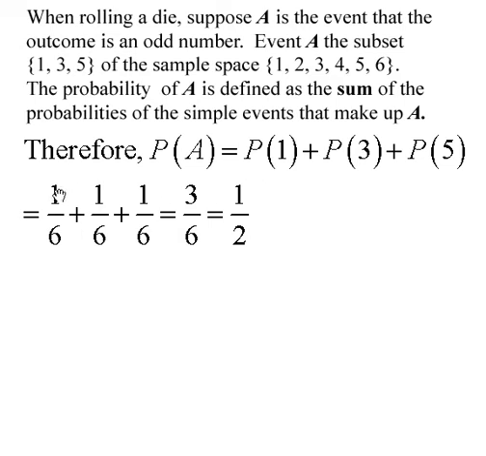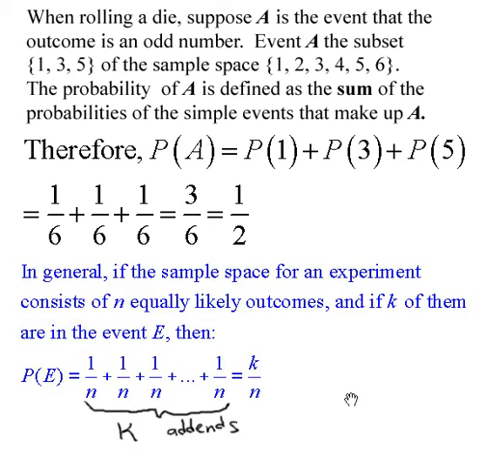Each probability we said is 1 out of 6. So the probability of rolling a 1 is 1 out of 6. Rolling a 3 is 1 out of 6. Rolling a 5 is 1 out of 6. We're going to add those together, which gives us 3/6 or 1 out of 2. So we have a 1 out of 2 or 50-50, 0.5, 50% chance of rolling that.